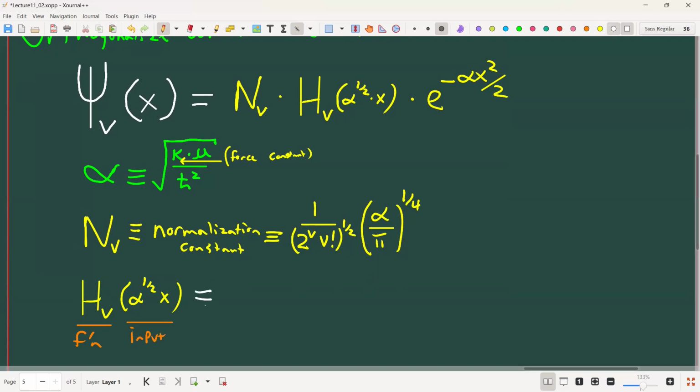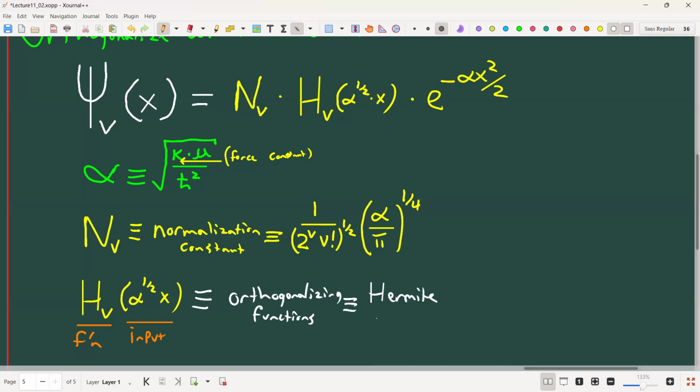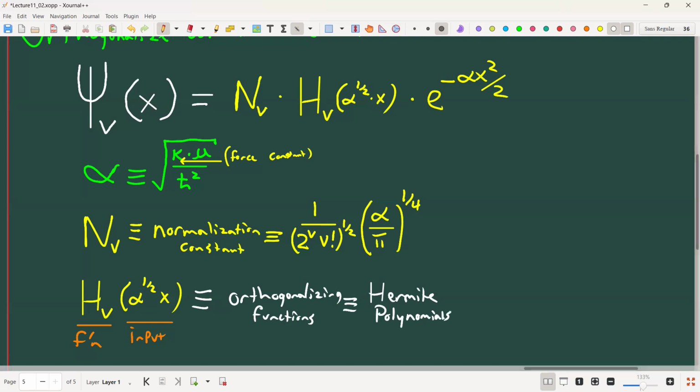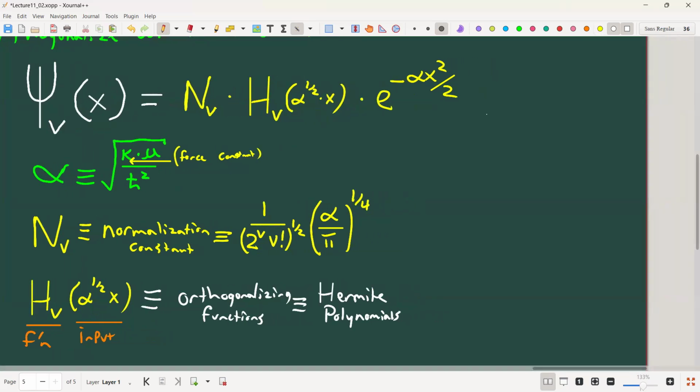These have a special name, right? These are our orthogonalizing functions. They're the function we're tacking on that causes the wave functions now to be orthogonal. And they have a special name, named after their creator, Hermite, called the Hermite polynomials. They're very easy to calculate, and in fact, I'm just going to write down the first four for you right now. I'll put them over here on the table.